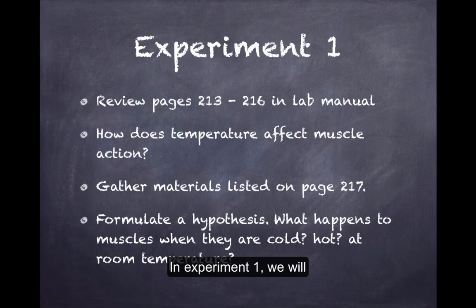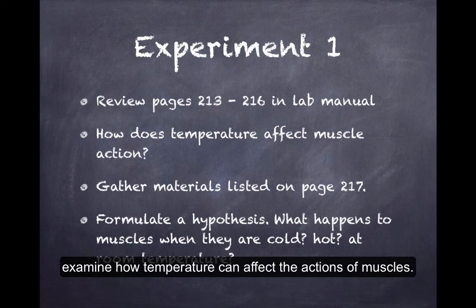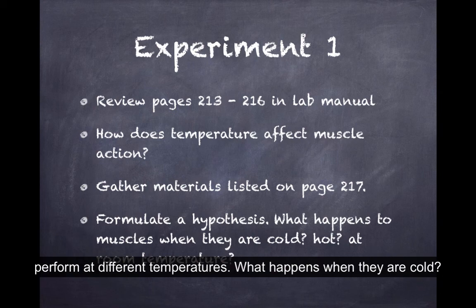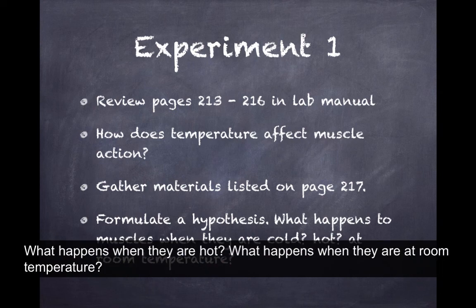In Experiment 1, we will examine how temperature can affect the action of muscles. Gather your materials listed on page 217 in your lab manual and formulate a hypothesis about how muscles perform at different temperatures. What happens when they're cold? When they're hot? What happens when they're at room temperature?